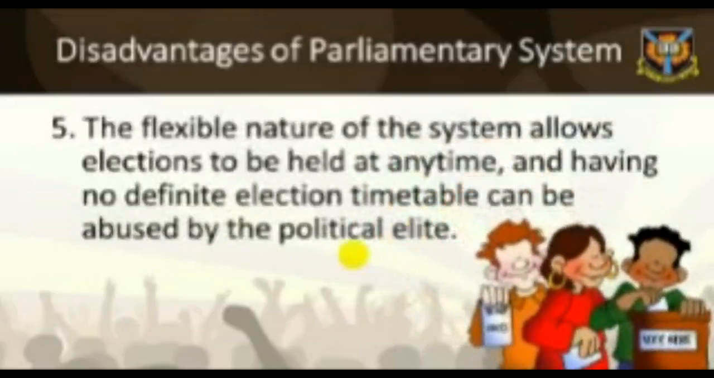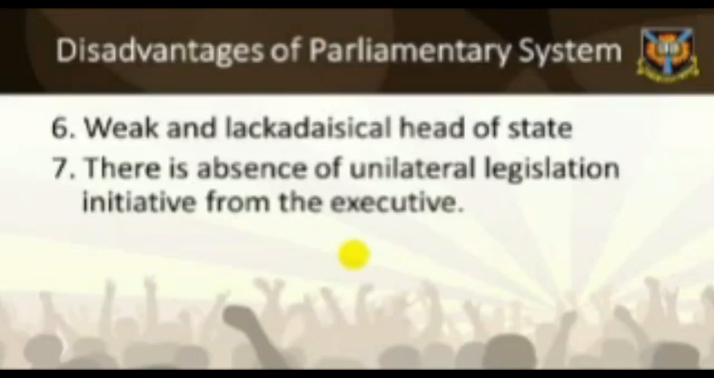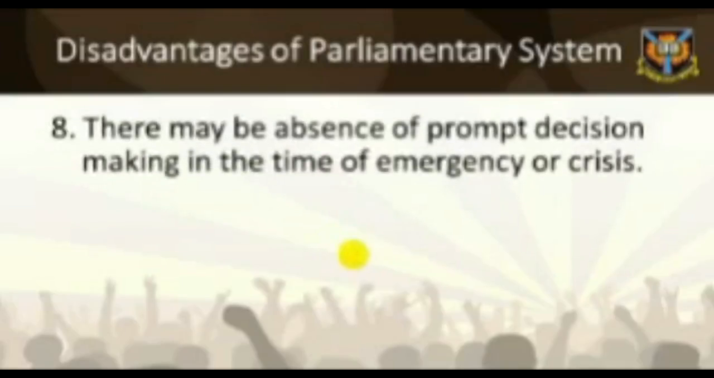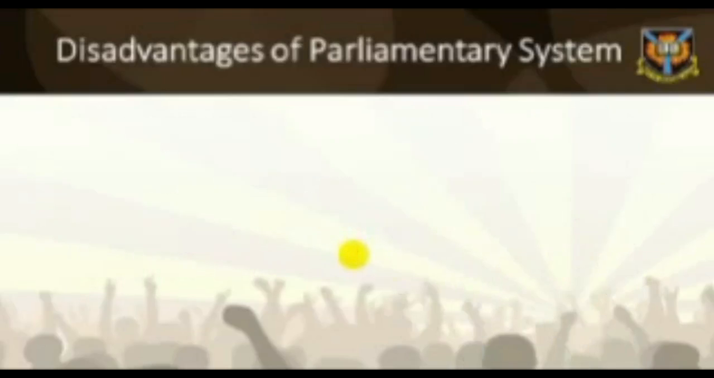5. The flexible nature of the system allows election to be held at any time, and having no definite election timetable can be abused by the political elite. 6. Weak and lackadaisical head of state. 7. There is absence of unilateral legislation initiative from the executive. 8. There may be absence of prompt decision making in the time of emergency or crisis. 9. The system promotes too much secrecy in government.